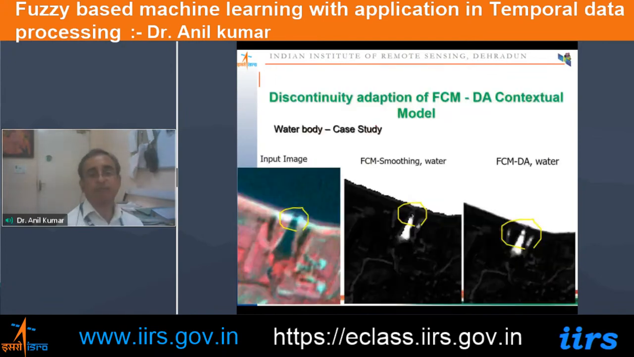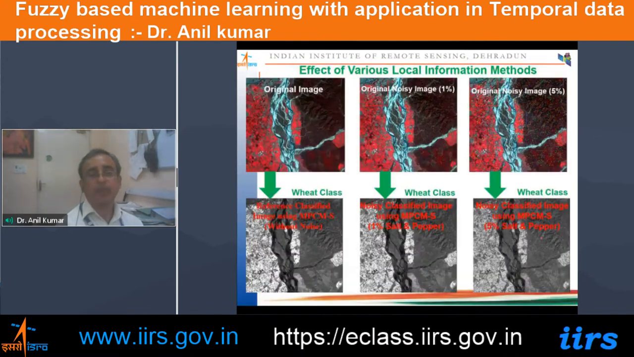So that way we can remove these small noisy pixels and we can improve the classification accuracy. And this slide I have already shown you from DA and smoothing prior. Here you see more smoothing effect when we apply the smoothing prior, and through DA, discontinuity adaptive prior, the boundaries are preserved and you can see more detailed information. This also I talked about when we are adding the local convolution method.